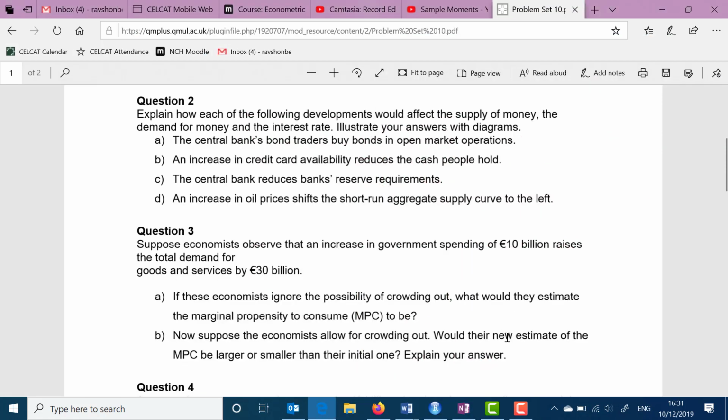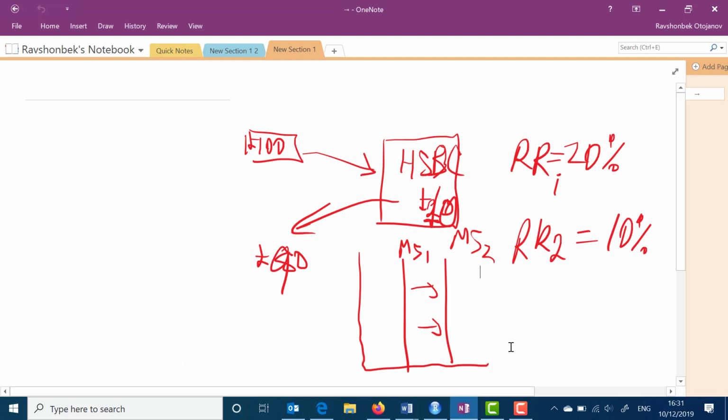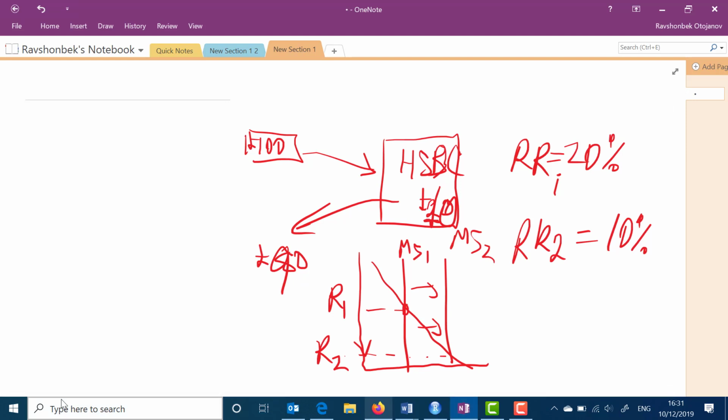Right. D. An increase in oil price shifts the short-run aggregate supply curve to the left. Wait, sorry, I have one more question. For C, when money supply shifts to the right, will the interest rate decrease as well? Oh, thank you. We didn't talk about that, did we? Sorry, I'm trying to be quick given the time that we have. So yes, indeed, the interest rate obviously declines from R1 to R2.